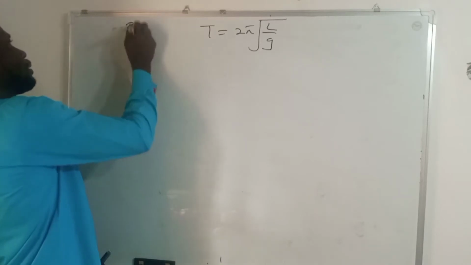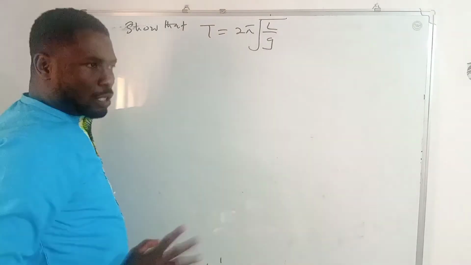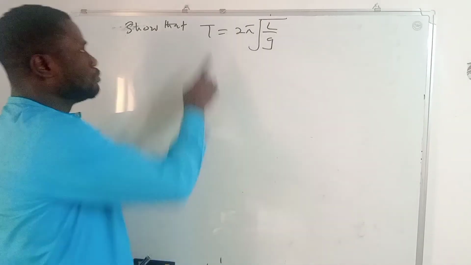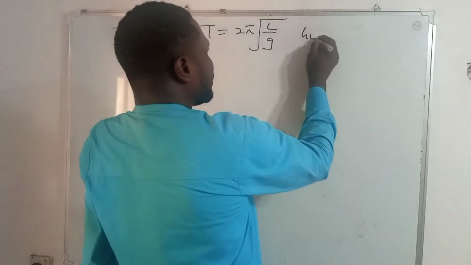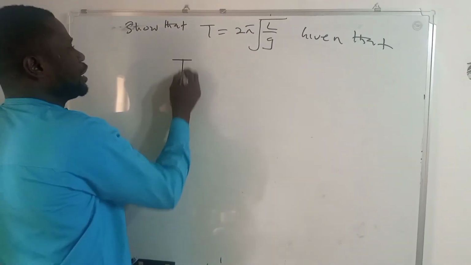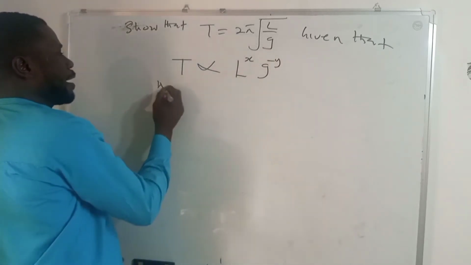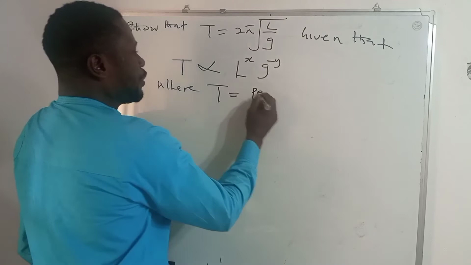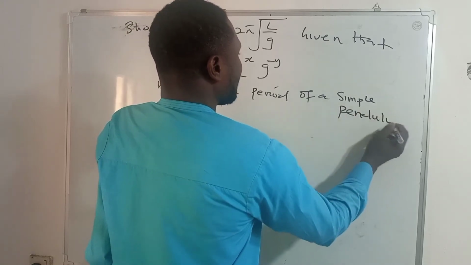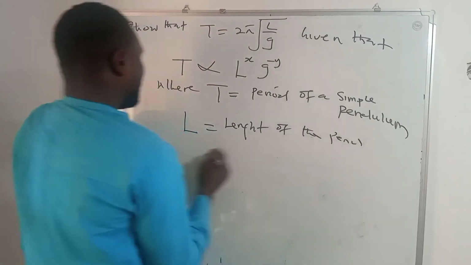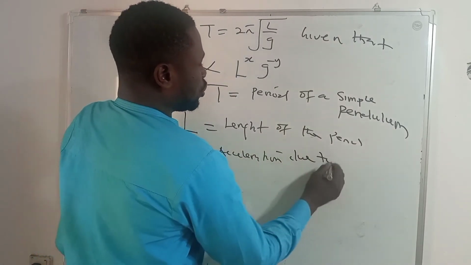Show that the period of a simple pendulum T is given as T equals 2 pi the square root of L all over g, given that T is directly proportional to L raised to power x and g raised to power minus y, where T is the period of a simple pendulum, L represents the length, and g is acceleration due to gravity.